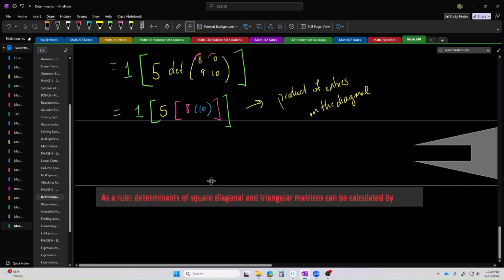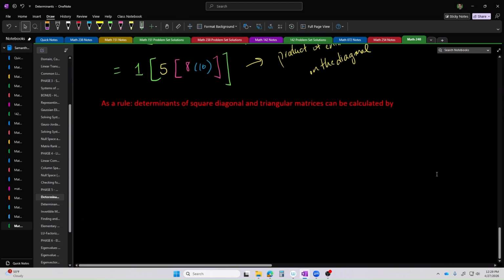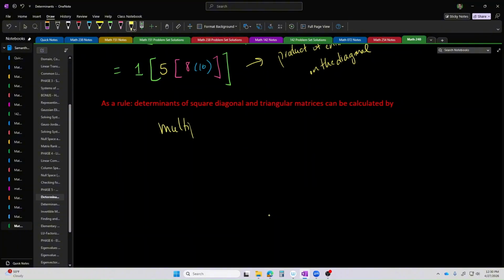So let's go ahead and summarize that result. If you're dealing with a square matrix, and that matrix is diagonal or upper triangular or lower triangular, the determinant of that matrix can be calculated by multiplying the entries on the diagonal.